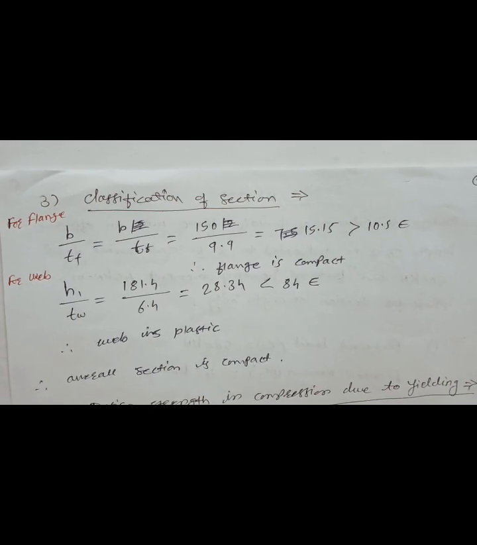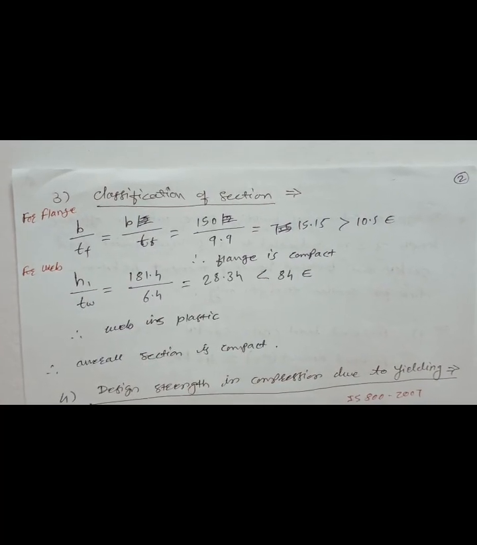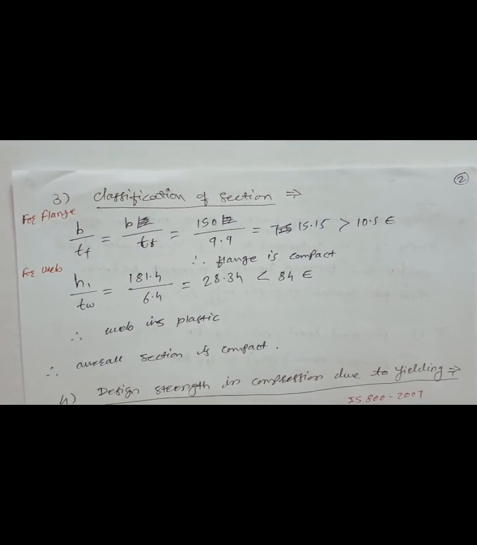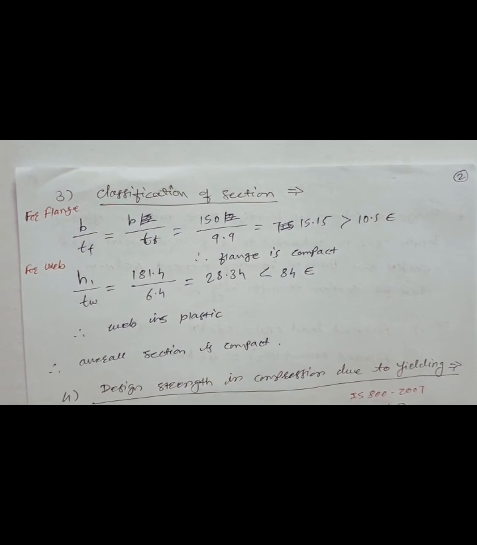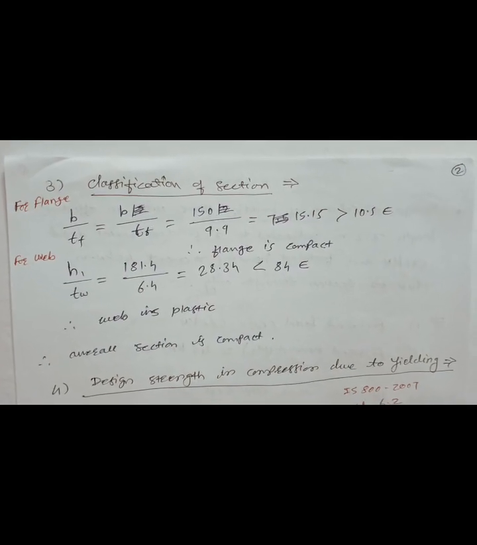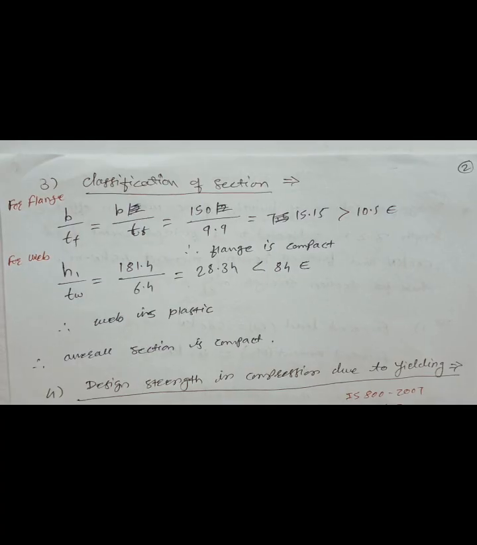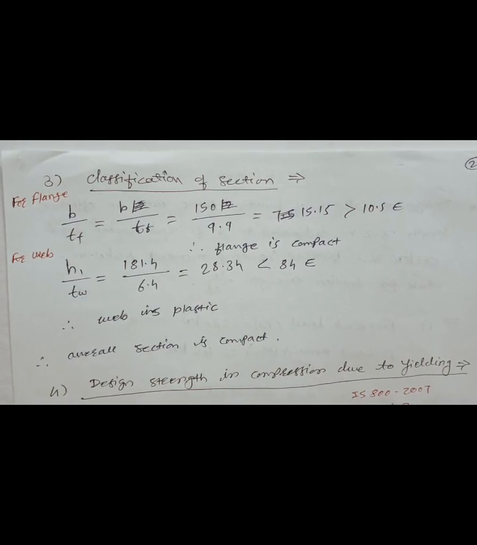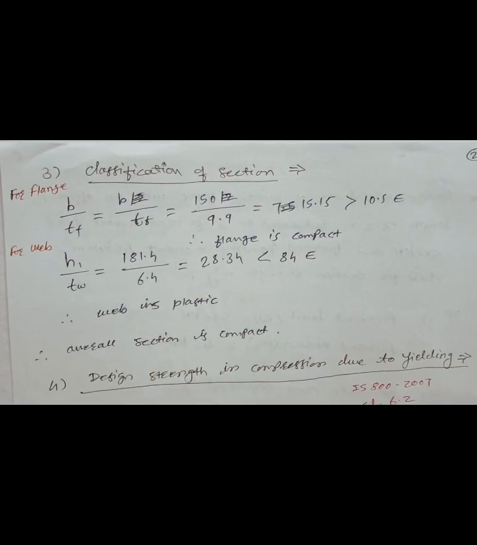It is ISMB. So from IS 800 it is given the width of the section divided by the thickness of the flange, which is to be compared as less than or greater than the epsilon that we have to calculate. So after calculating this, we can see here the web and flange. The overall section is a compact section.